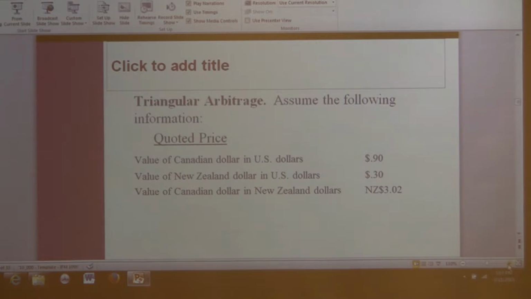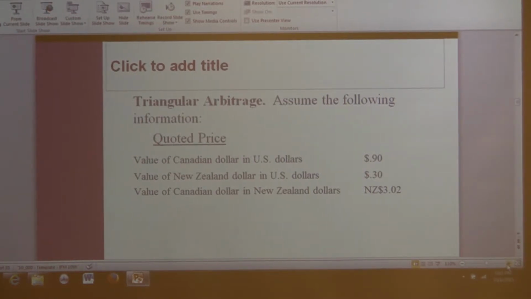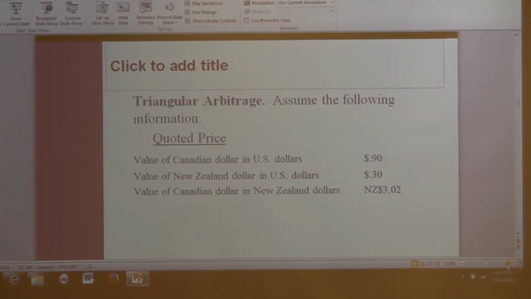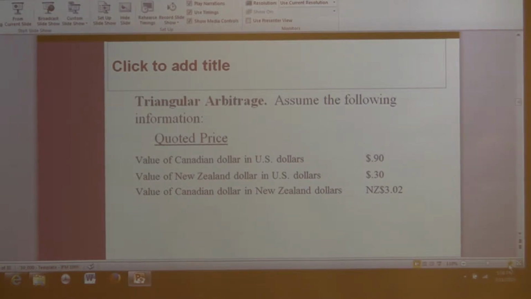Okay. So in this case, if you are in the US, the first thing you want to do is buy the currency that is overvalued. The currency that is overpriced is the Canadian dollar. So that's why we want to buy the Canadian dollar, and once you have the Canadian dollar, you want to sell the Canadian dollar to receive the New Zealand dollar.